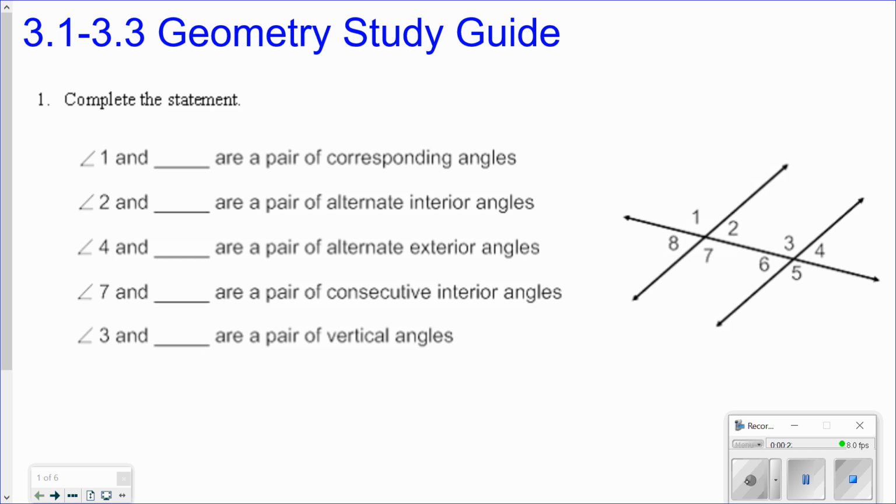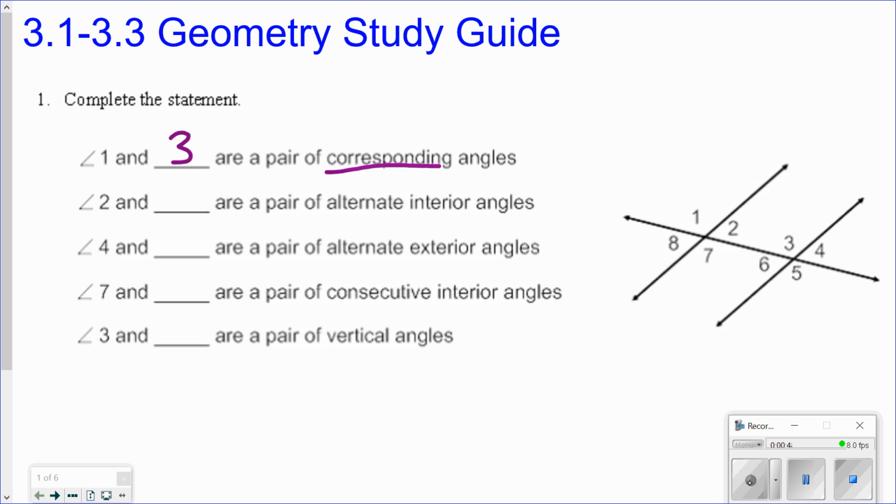All right, so let's complete the statement. Angle 1 and angle blank are a pair of corresponding angles. So if I look at angle 1 here, remember corresponding angles are angles that are in the same position in that cluster of 4 angles. So angle 1 and angle 3 would be corresponding angles.